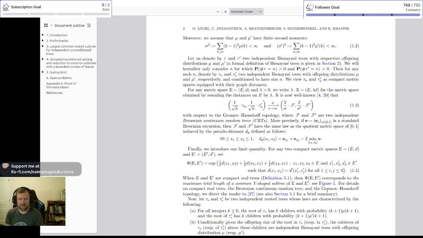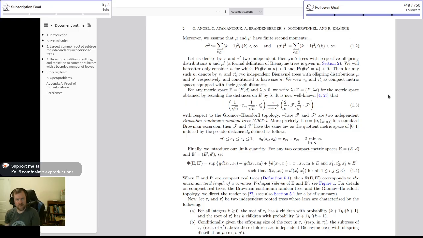We view tau n and tau n prime as compact metric spaces equipped with their graph distances. For a metric space E equals (E, d) and lambda greater than 0, we write lambda times E, which is going to be equal to (E, lambda d), for the metric space obtained by rescaling the distances by a factor of lambda.